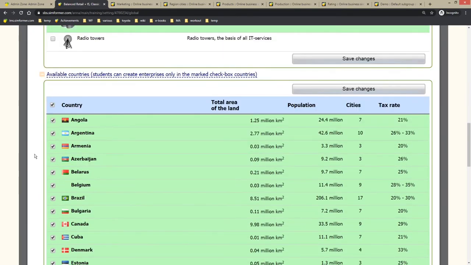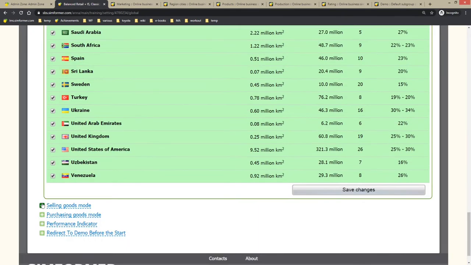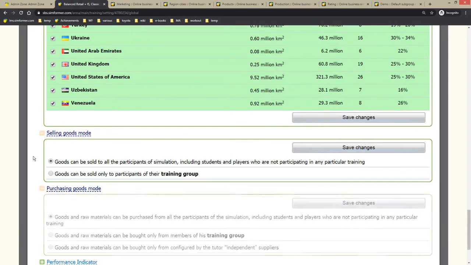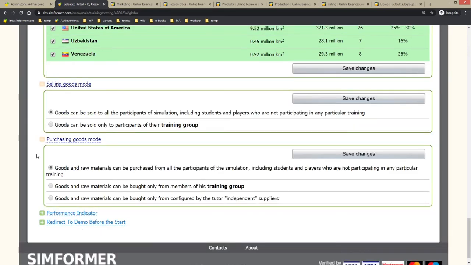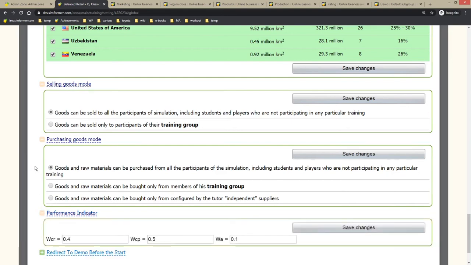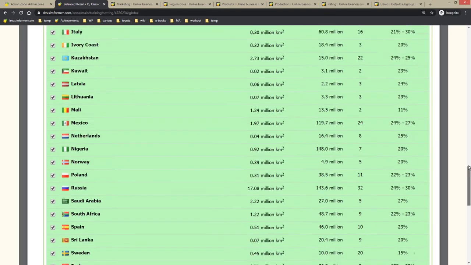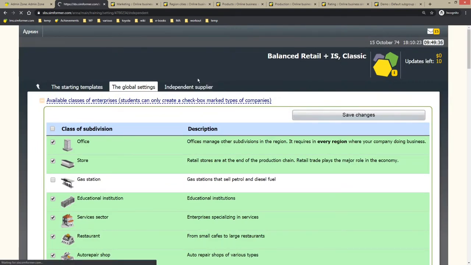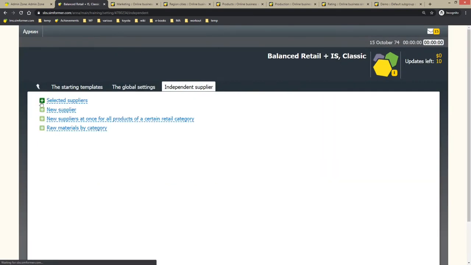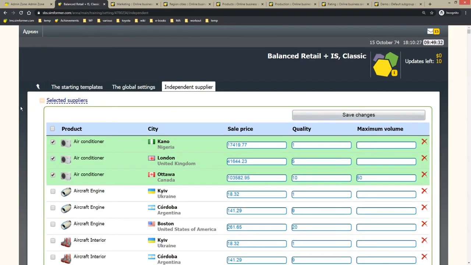Naturally, the same goes for geography. Selling good modes and purchasing good modes, if we want the students to be part of the virtual economy or not. Performance indicator will affect the rating. And the final part is the independent supplier tab, where we can literally manage all the independent suppliers that the participants will be able to see and buy goods from.